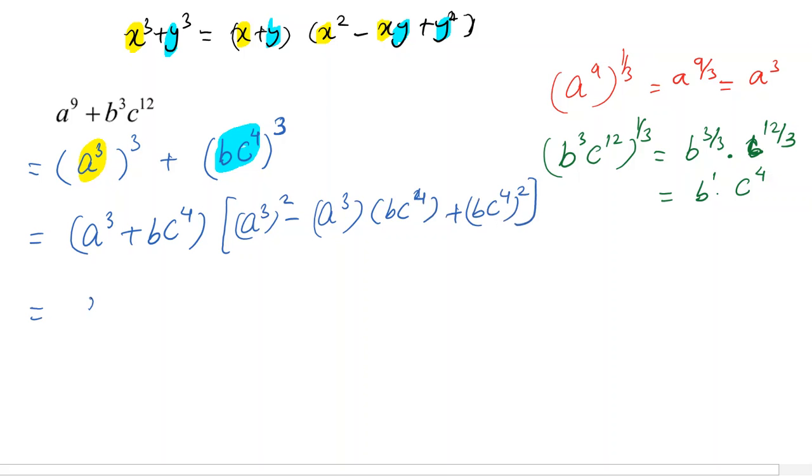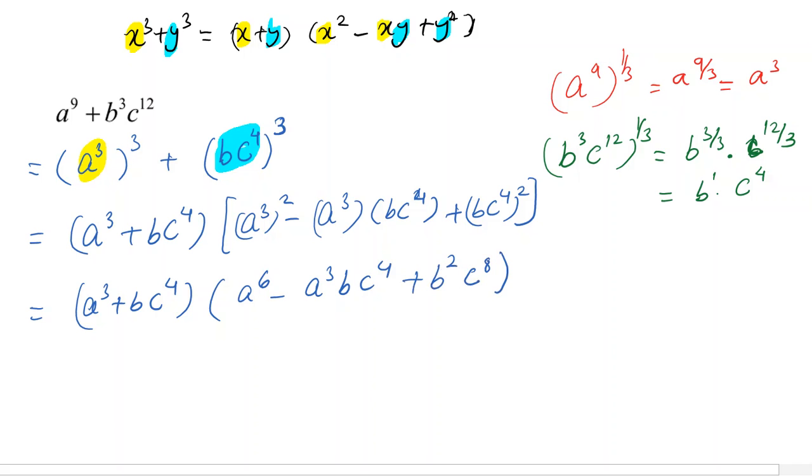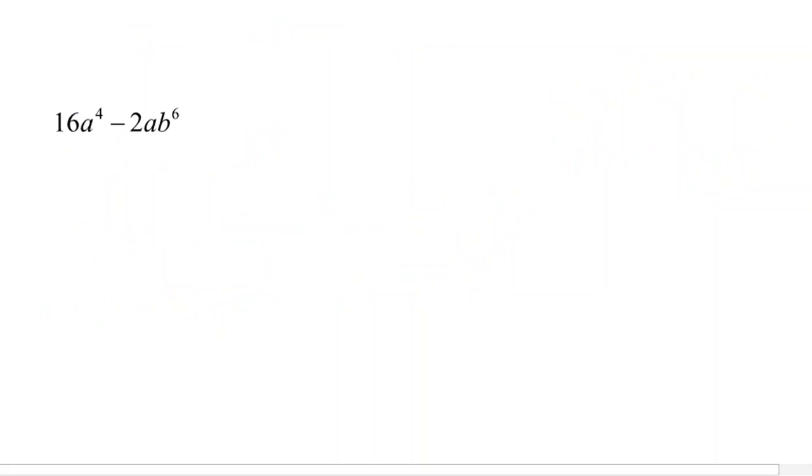So overall we get a cube plus bc raised to power 4, a raised to power 6 minus a cube bc raised to power 4 plus b square c raised to power 8. So whenever you have a square power outside the bracket, each factor inside the bracket gets that power. So that's why we have b square c8 in the end. One more.